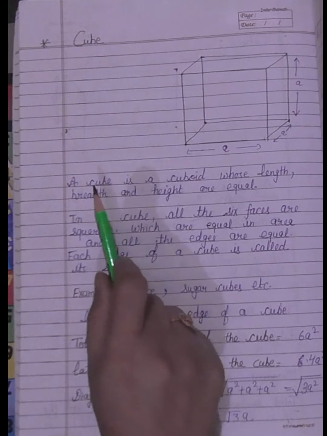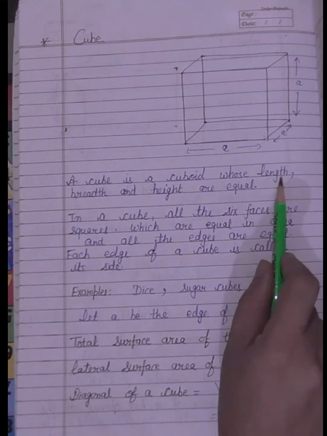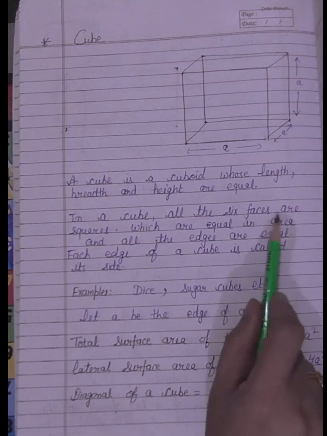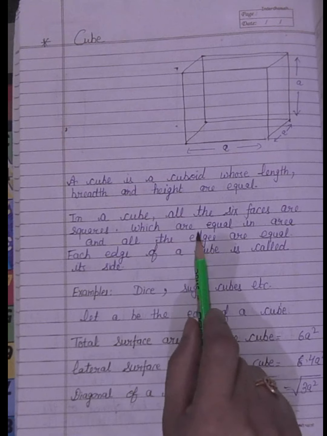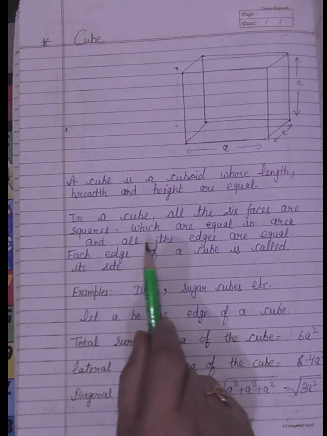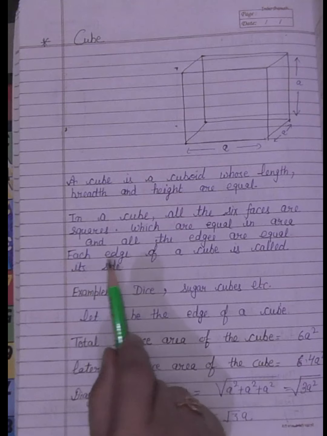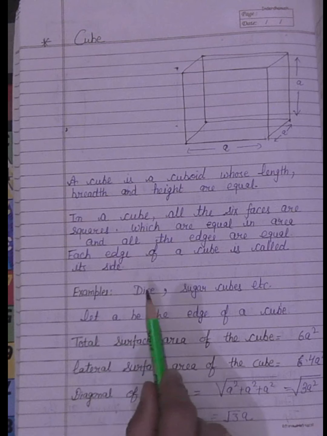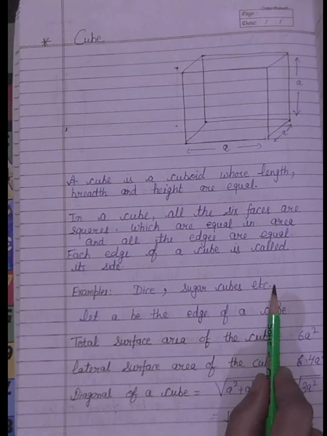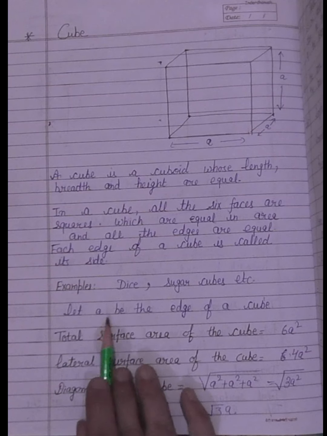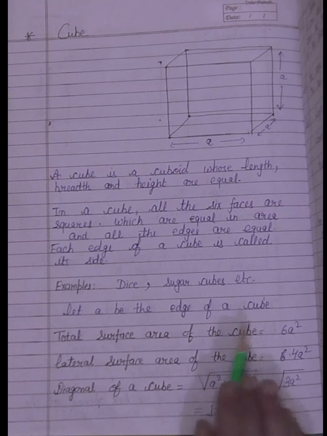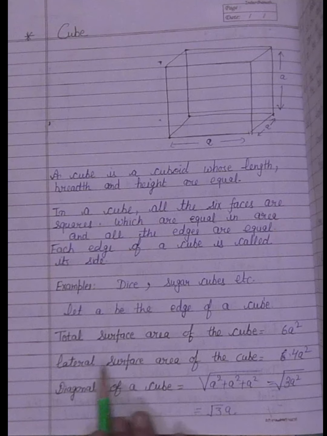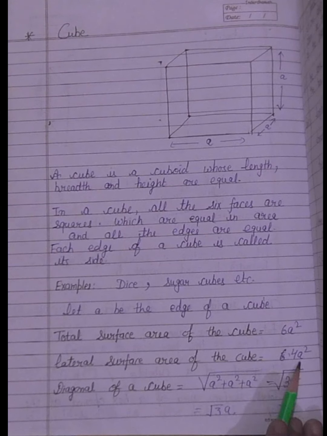Now cube. A cube is a cuboid whose length, breadth and height are equal. In a cube, all the 6 faces are squares which are equal in area, and all the edges are equal. Each edge of a cube is called its side. For example, dice, sugar cubes, etc. Let A be the edge of a cube, then the total surface area of the cube is 6A square. The lateral surface area of the cube is 4A square.